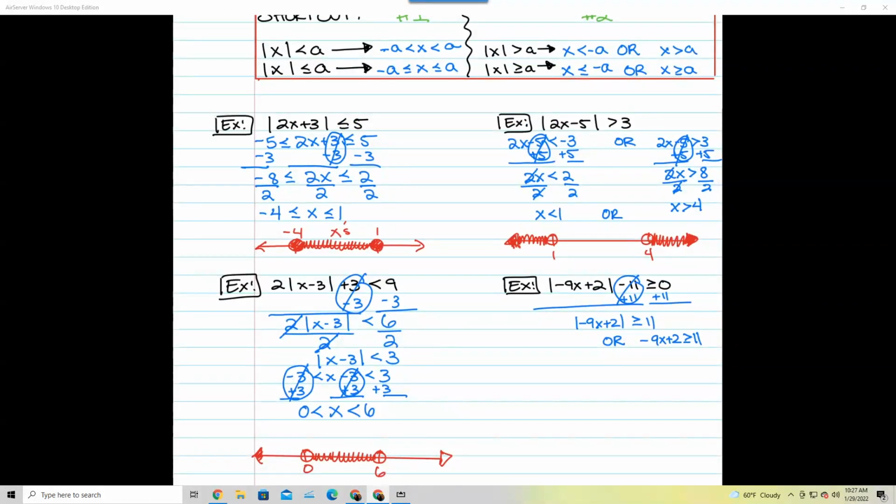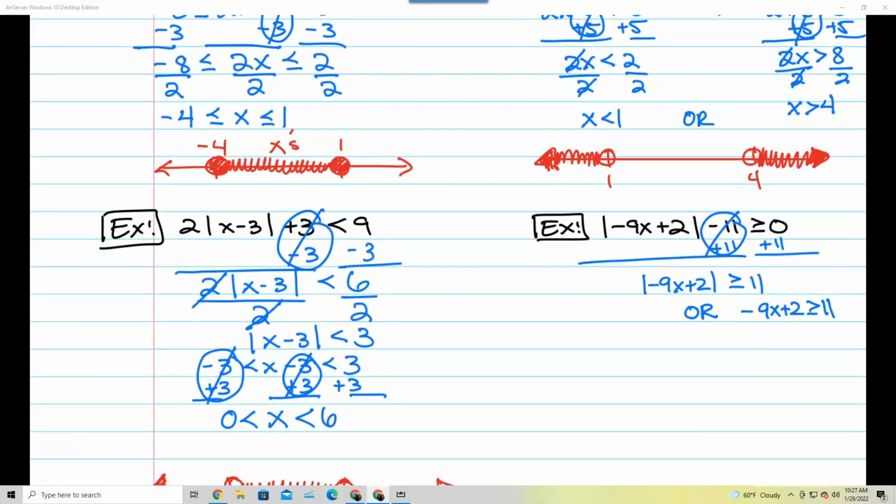on the other one, we need to keep it, we need to switch it, and we need to switch it. So I'm going to keep the negative 9x plus 2. I need to switch the greater than or equal to, so now it's less than or equal to. And I need to switch the 11, so now it becomes a negative 11.